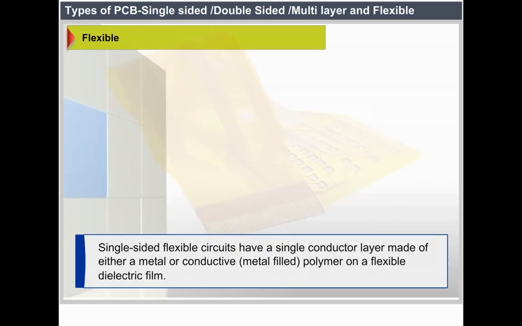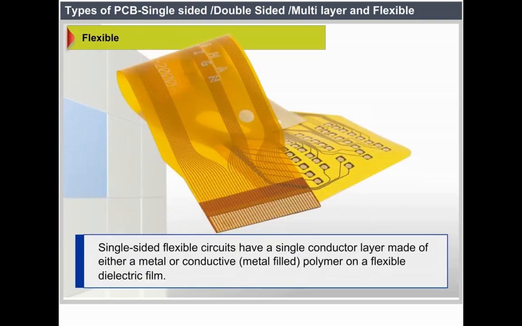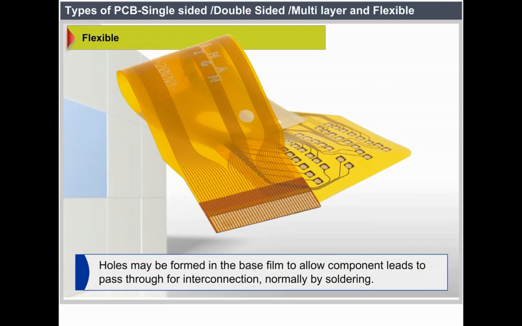Flexible. Single-sided flexible circuits have a single conductor layer made of either a metal or conductive metal-filled polymer on a flexible dielectric film. Holes may be formed in the base film to allow component leads to pass through for interconnection, normally by soldering.